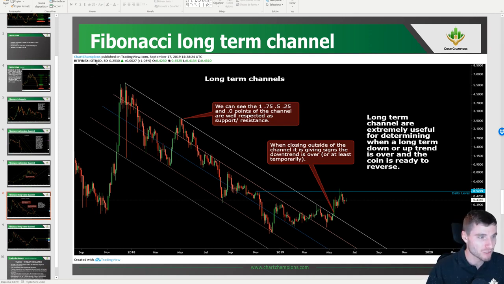As you can see here on IOTA, the example is off of a 3-day chart. But you're going to use this so much more. I use it on the stock market, so any stock market where you have years and years of data. I've got these on all of my charts because this is really, really useful for determining when a long-term downtrend or a long-term uptrend channel is over.